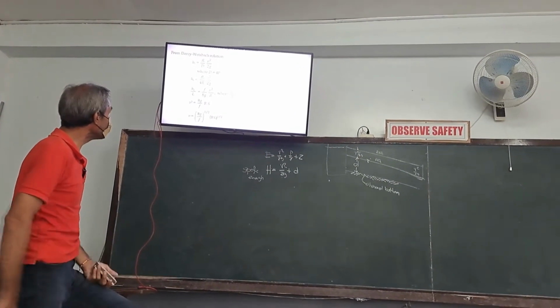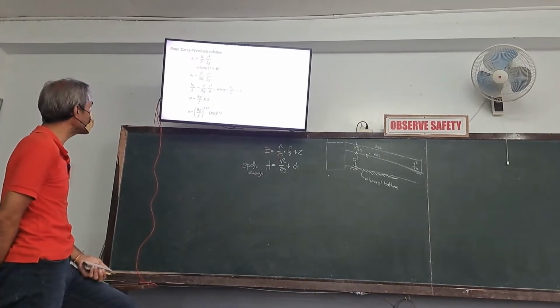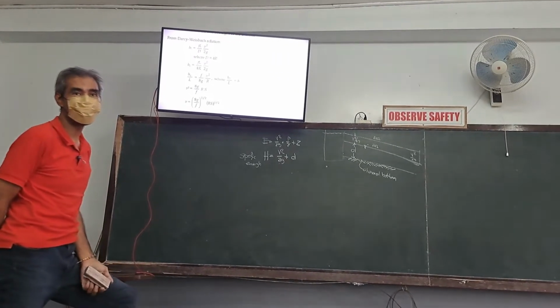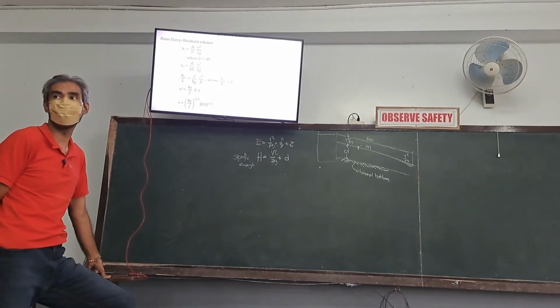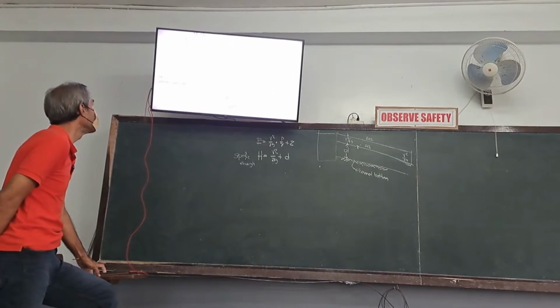So f L over D, V squared over 2g, where D is replaced by 4R. What is R? Hydraulic radius. What is the hydraulic radius? Area over wetted perimeter.